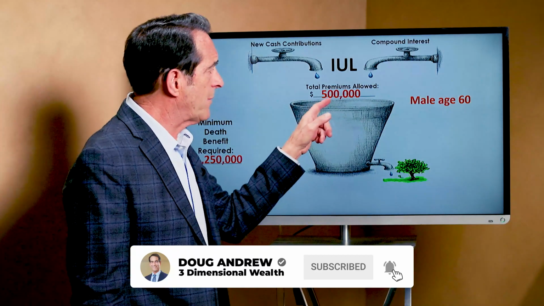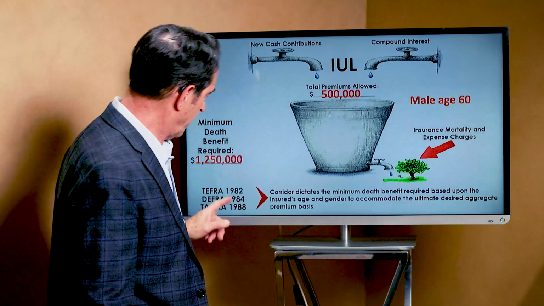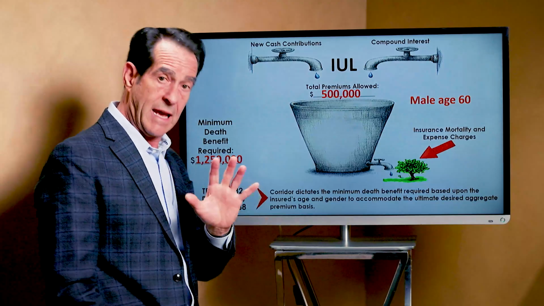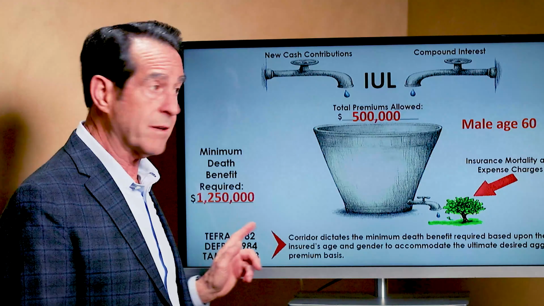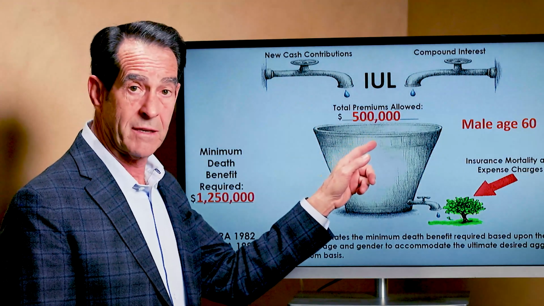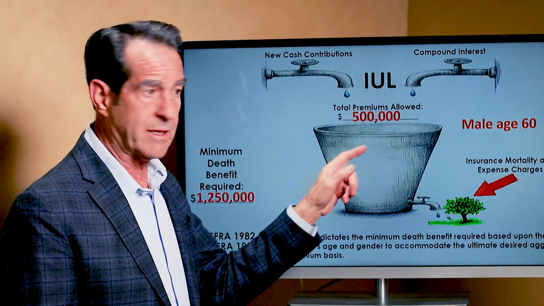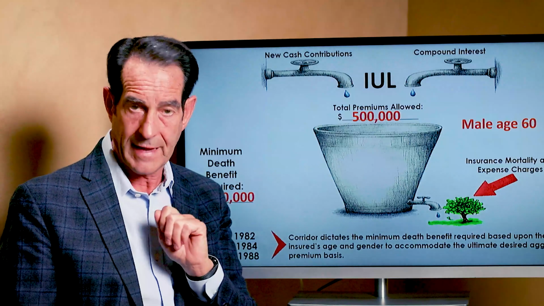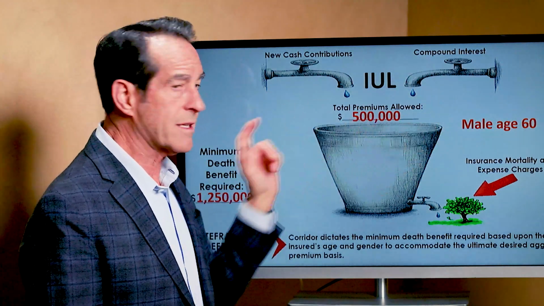So if you put in $500,000 and let's say you're 60, the minimum death benefit under TEFRA and DEFRA was $1,250,000, about 2.5 times that. Again, you could buy way more life insurance than $1,250,000 for $500,000, but that's not the objective. You want the least amount of insurance the IRS will let you get away with. And so it's approximately 2.5 times that if you're a 60-year-old male, okay? Now, if you're younger, you need more insurance. If you're older, you need less insurance.